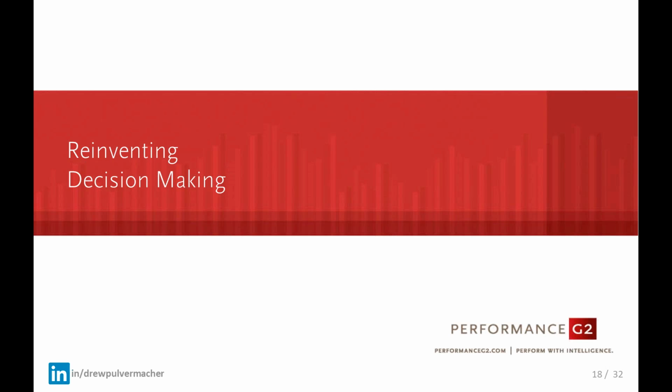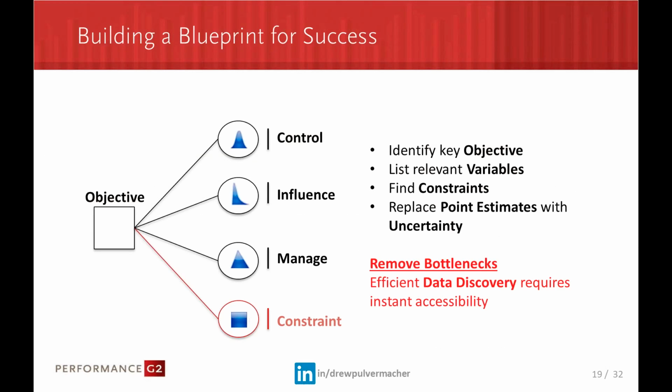Reinventing decision making. Let's move from blackjack and that 18.5 into some real cases here. This is where we usually start out, building a blueprint for success. You have your objective. We're going to identify what you can control within your business. What can you influence? What can you manage? What are your constraints? An important point to call out is removing bottlenecks.